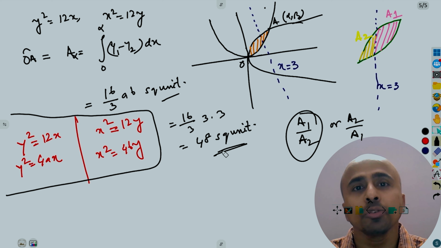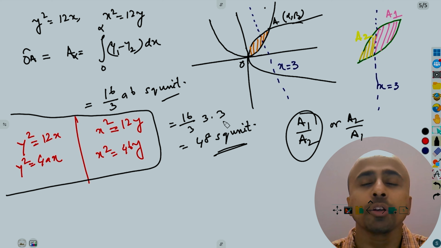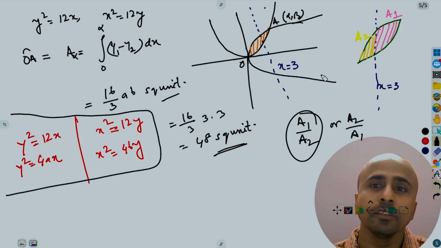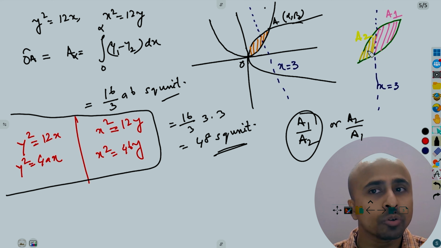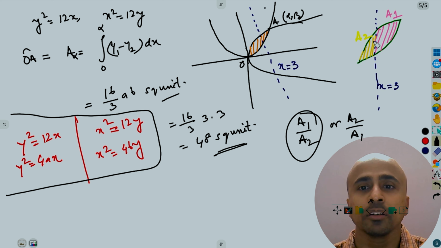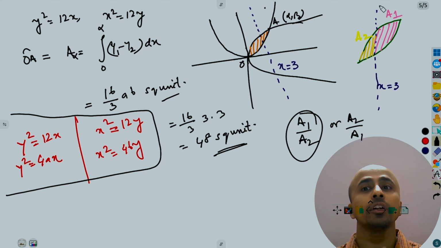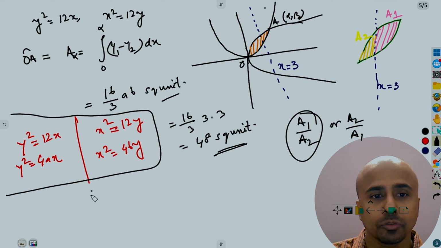So how are we going to do this? That is the question. How are we going to solve this? We know the total area, it is 48 square units, but we do not know the separate parts. We do not know what A2 is, we do not know what A1 is. But since we already know the total area, we know A alpha, right?